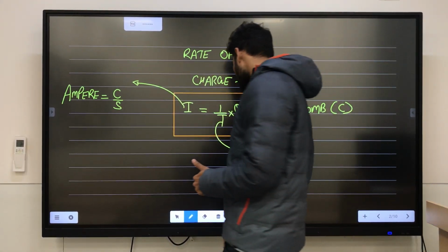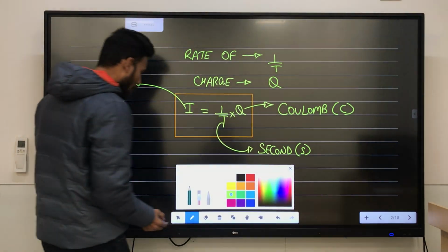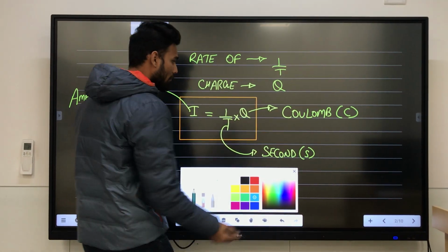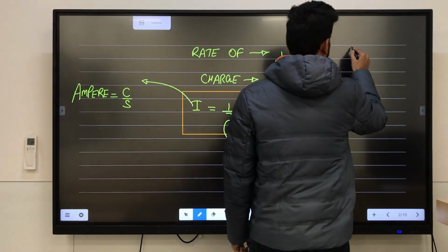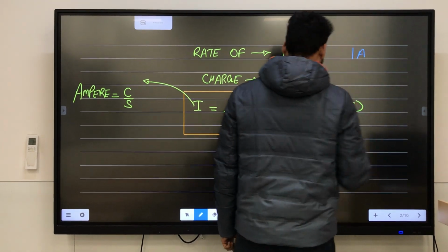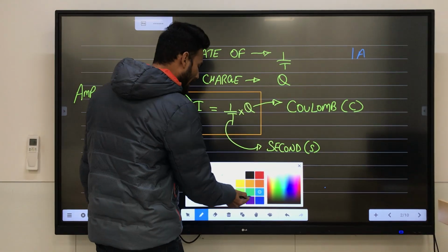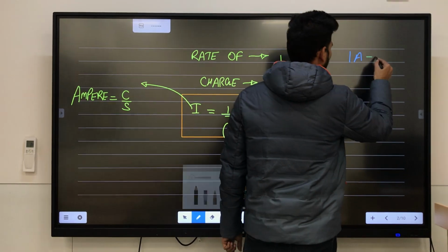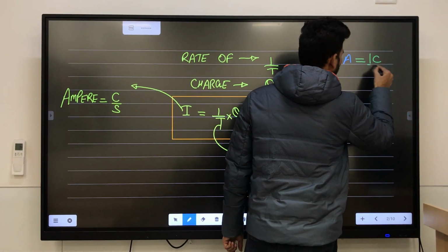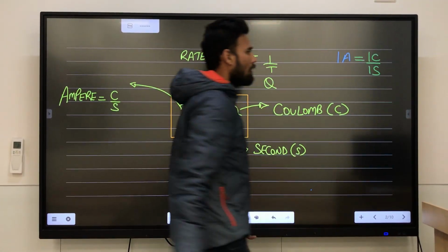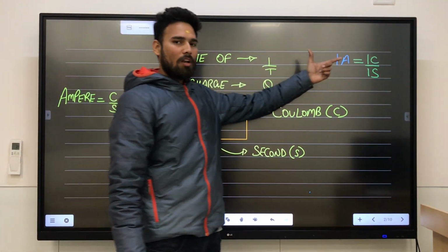Now the second thing arises over here: how can we define 1 ampere? If we have to define 1 ampere, we can say that 1 ampere can be defined as 1 coulomb per 1 second.